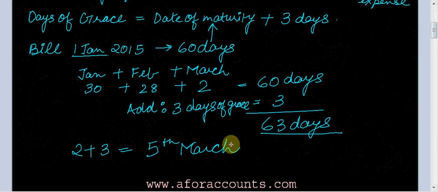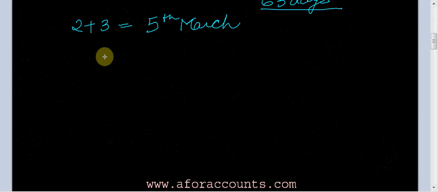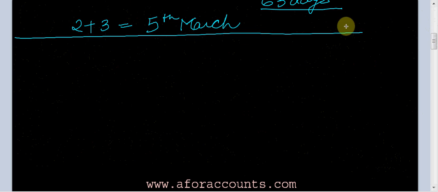Now, very important point again: if in the question it is not given in days and it is given in calendar months, then what will you do? Say the question says that a bill is payable in 3 calendar months.